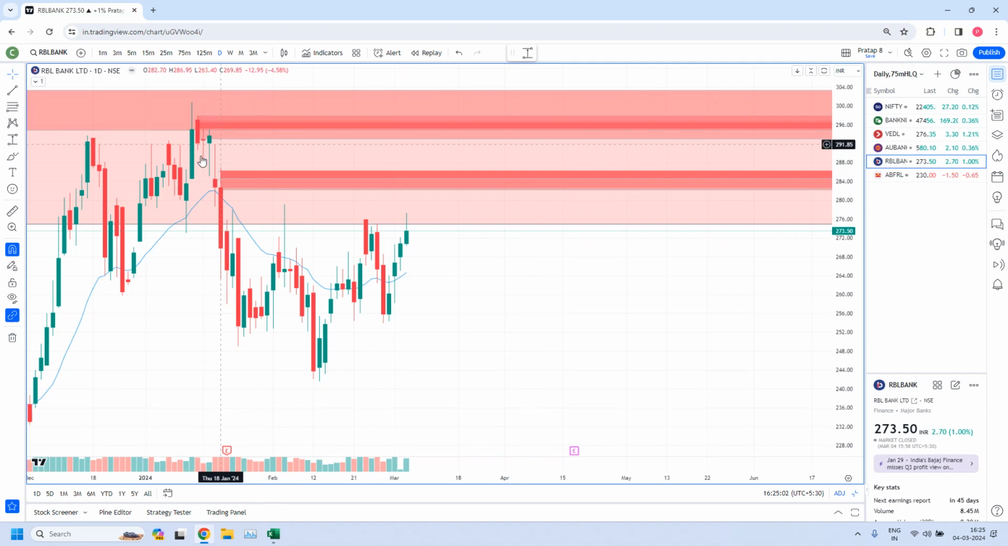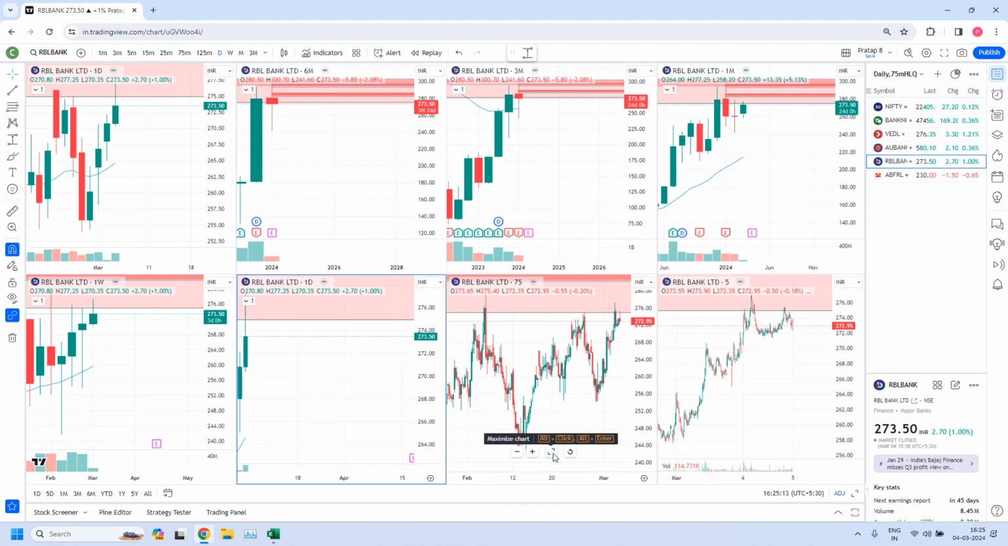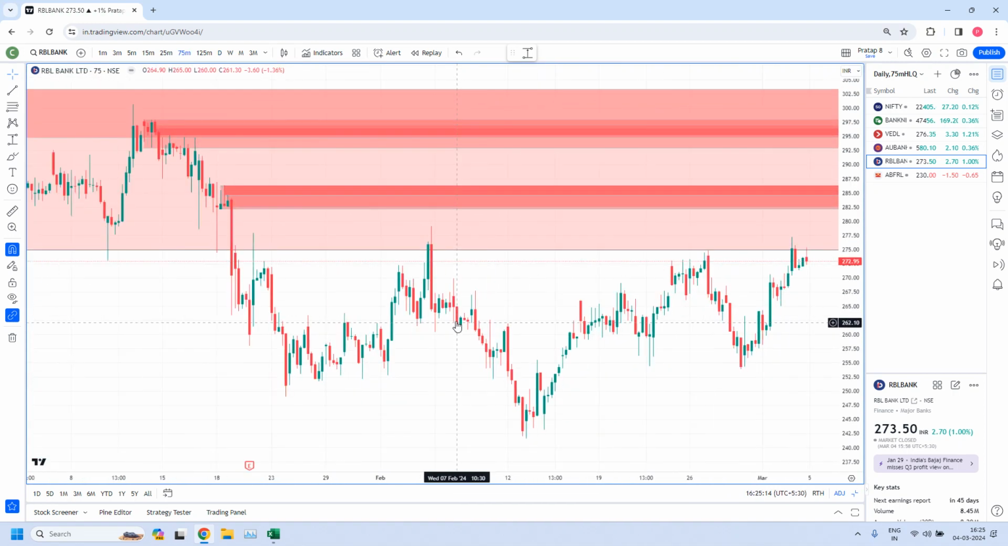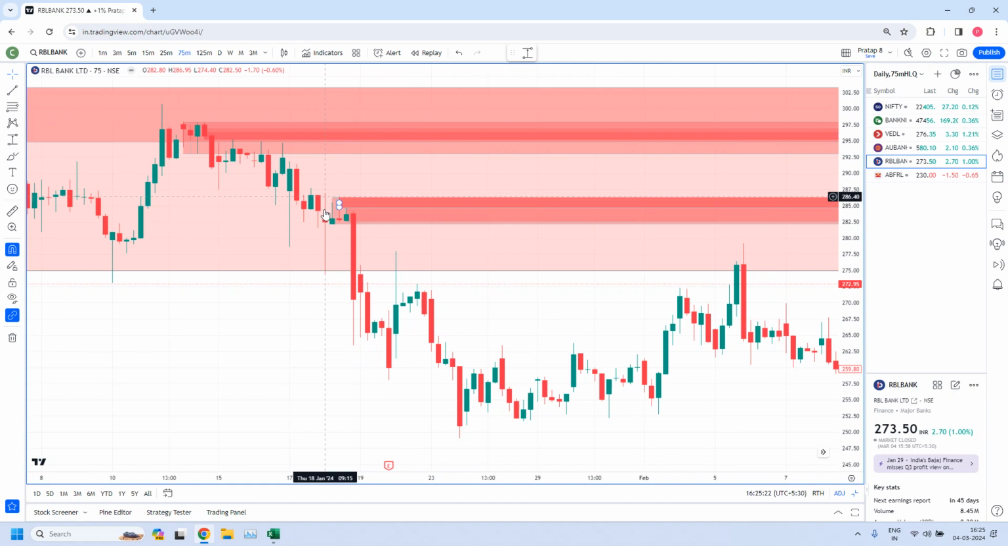Here new zones are created, rally, base candles and drop. This is 75 minutes level. Sorry, I am at daily. Let me go to 75 minutes. We have a rally, 4 base candles and a drop candle. And again here also a leg-in candle. This leg-in is an ERC candle, failed ERC, 3 base candles and a drop candle. This is the way we have drawn recently.